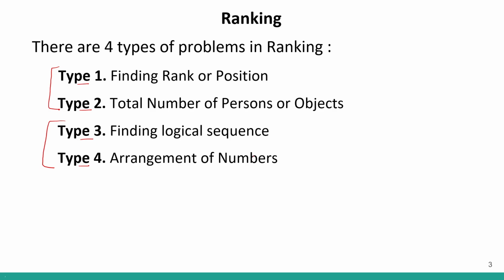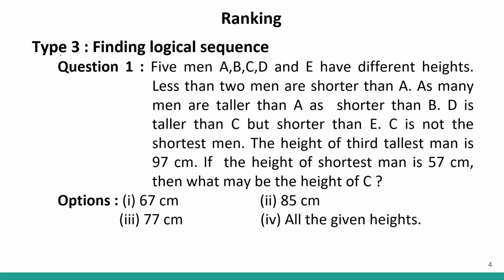So let us start with type 3, finding logical sequence. This data is given to us and based on this data, we have to find the answer. Now, it is given to us that there are 5 men and they have different heights. So what are the 5 men? A, B, C, D and E. Less than 2 men are shorter than A.